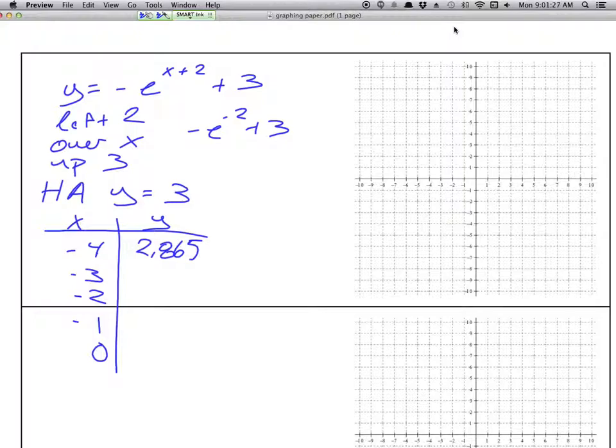Then we do the same thing with negative 3. If I plug in negative 3, that makes my exponent negative 1. So I need to stick that in. So negative e to the negative 1 and then plus 3. That gives me 2.632.